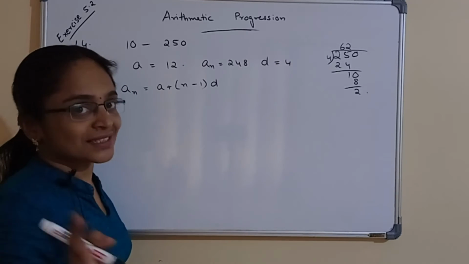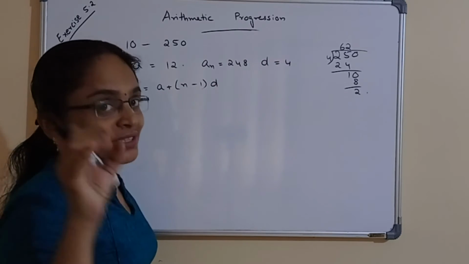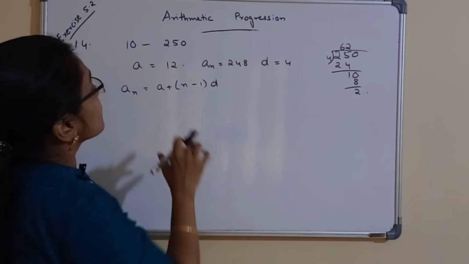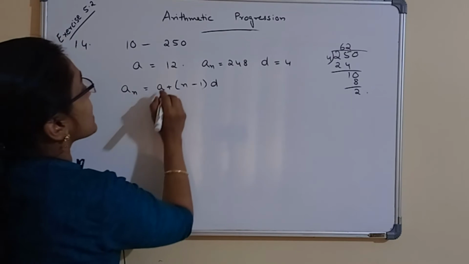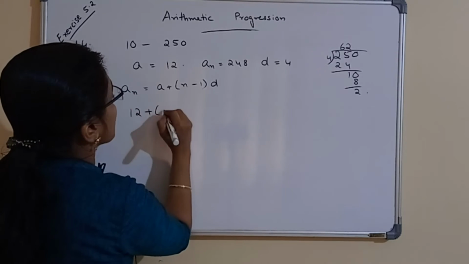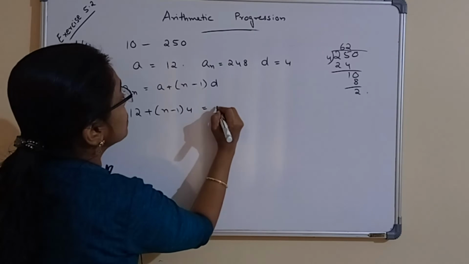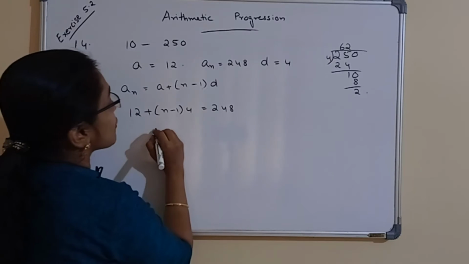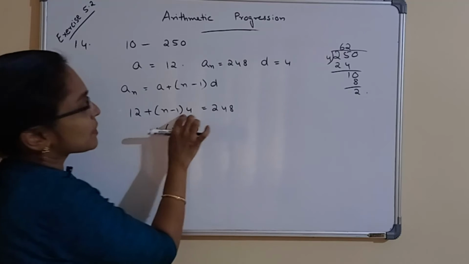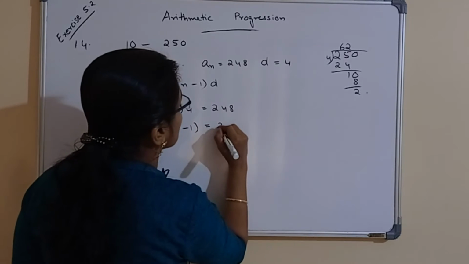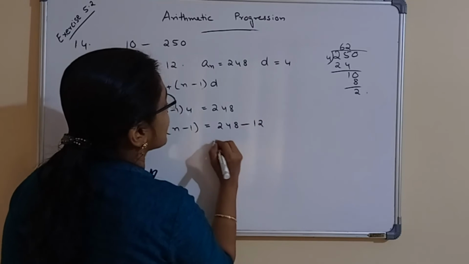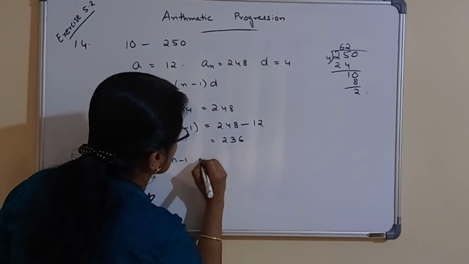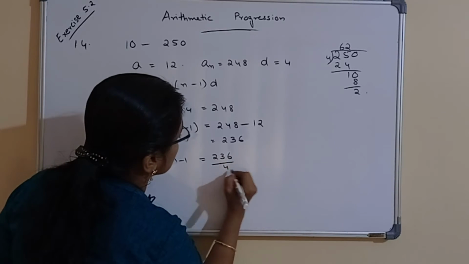D here is 4 because they have a difference of 4, because these numbers are multiples of 4, which means D is equal to 4. So we can substitute that here. 12 plus N minus 1 into 4 is equal to AN, which is 248. So we can write this as 4 into N minus 1 is equal to 248 minus 12, and that is equal to 236. So what is N minus 1? N minus 1 is equal to 236 by 4.